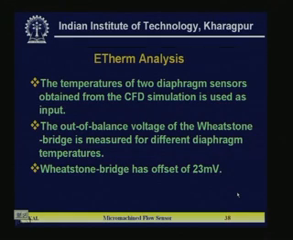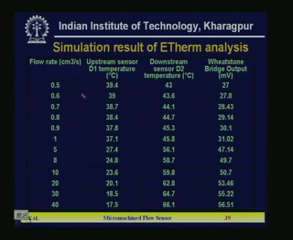In the E-therm analysis also you can get the distribution here, the flow rate, upstream and downstream of the Wheatstone's bridge, because after that you are getting the Wheatstone's bridge output. Earlier you got the temperature difference, now that is reflected into the resistance change, and after that if the supply of the bridge is constant, then you can get the offset voltage, and that you are getting here.